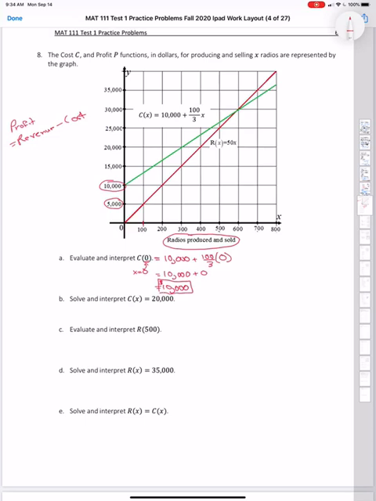Now $10,000 is the cost for the company if they produce and sell 0 radios.